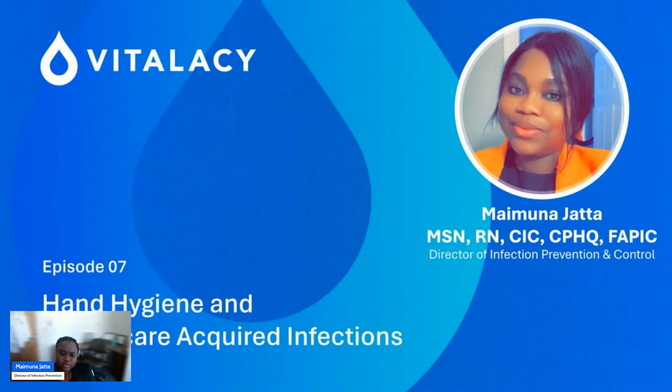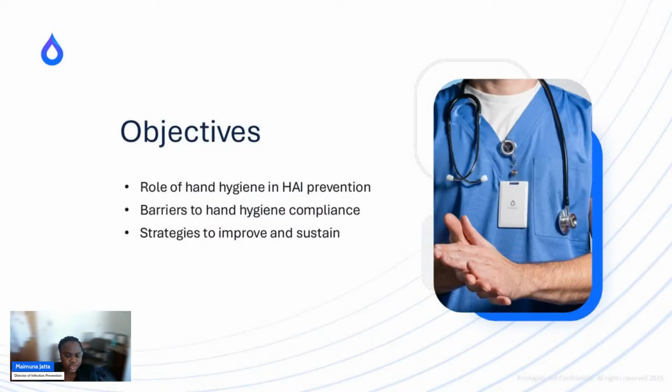Thank you. So, like I mentioned, today's topic is going to be focused on hand hygiene and healthcare-acquired infections. My presentation is going to be focused on these three objectives. We'll begin by looking at the role of hand hygiene in HAI prevention. We'll explore some of the barriers to hand hygiene compliance in the healthcare setting, and then finally discuss some of the strategies that can be used to improve compliance as well as sustain practice.